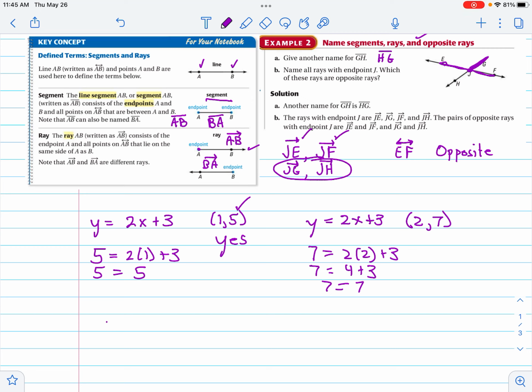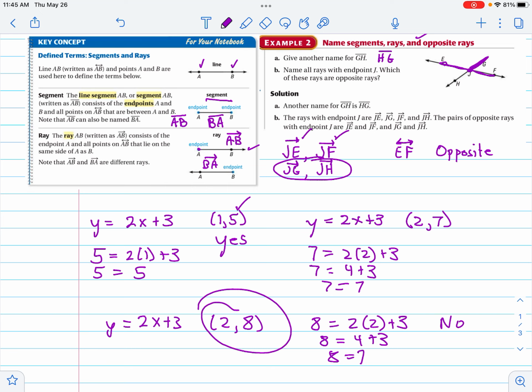Okay, let's look at another one. y equals 2x plus 3. And I'm going to have 2, 8. Okay, let's see if that works. 8 equals 2 times 2 plus 3. 8 equals 4 plus 3. 8 equals 7. No. So that point, 2, 8, is not on that line. Okay? So that's one of the types of problems that you'll be asked to deal with.